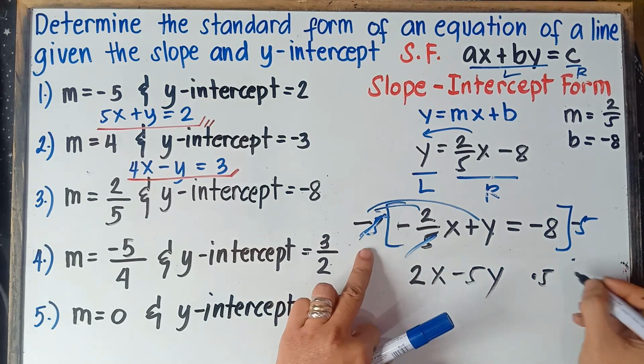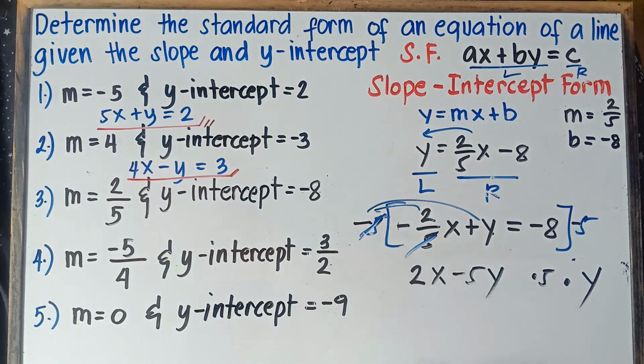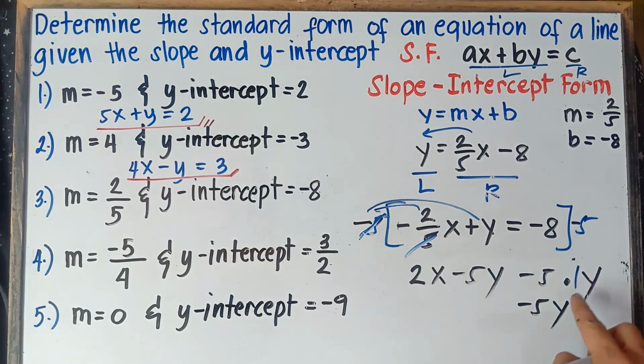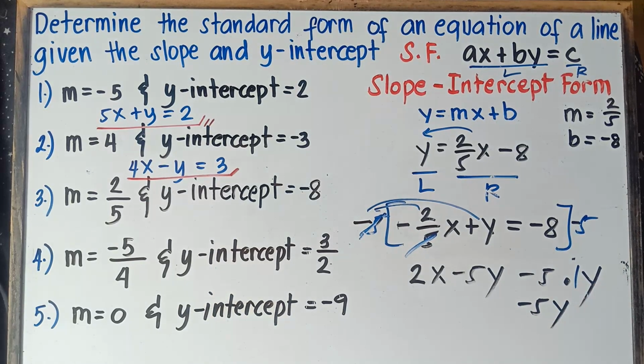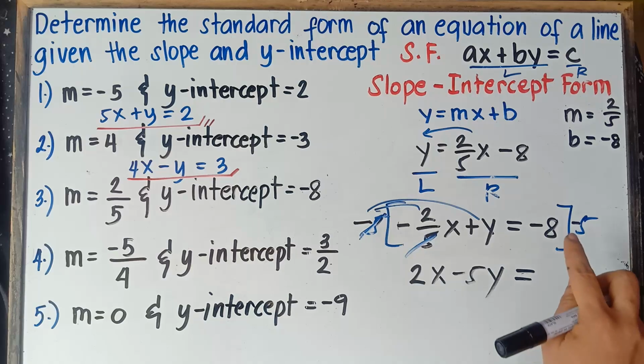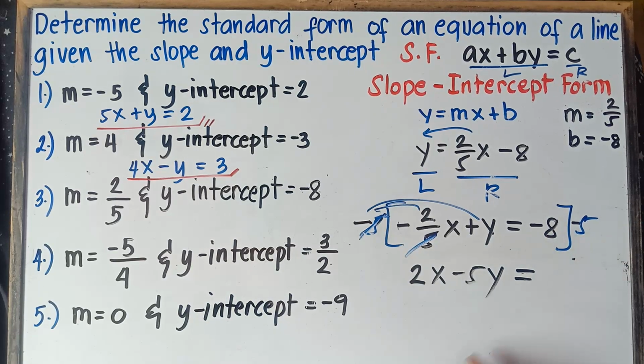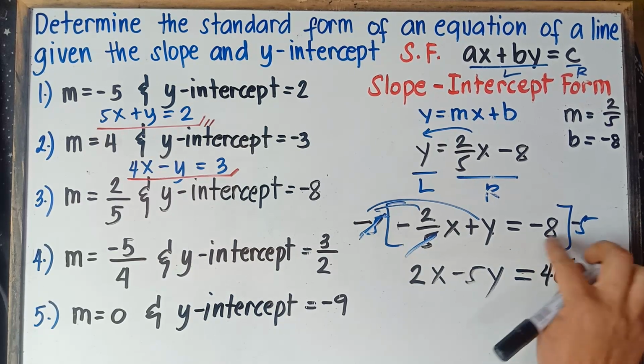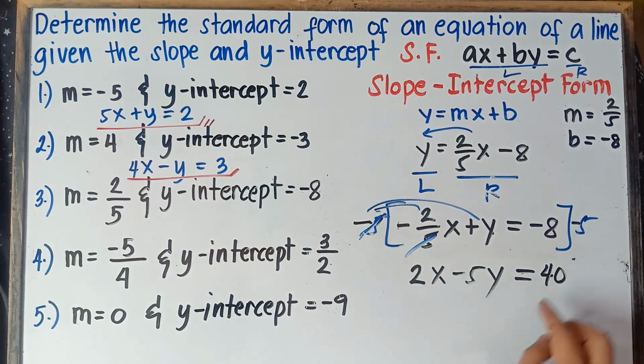Negative 5 times y, understood that there's 1 here. So this is negative 5. Negative 5 times 1, that would be negative 5. Simply copy y. Negative times positive, that would be negative. 5 times 1 is 5. Simply copy y. Alright, so negative 5y, copy equals sign, and then negative 8 times negative 5, that would be positive 40. Negative times negative is positive, 8 times 5 is 40.